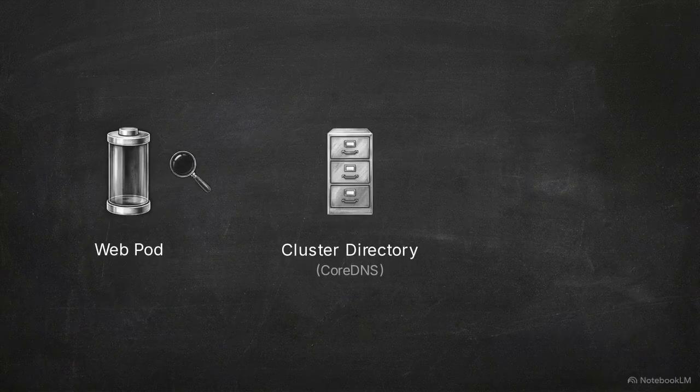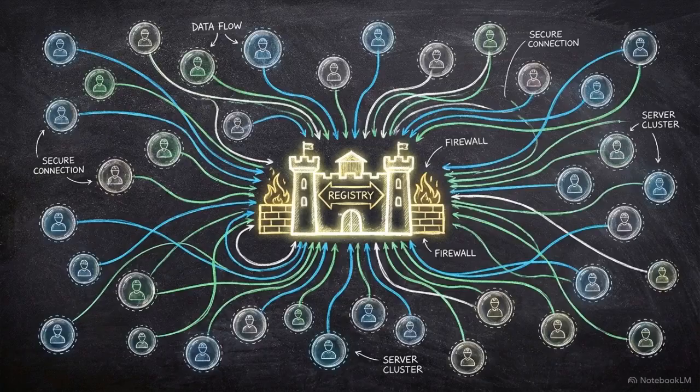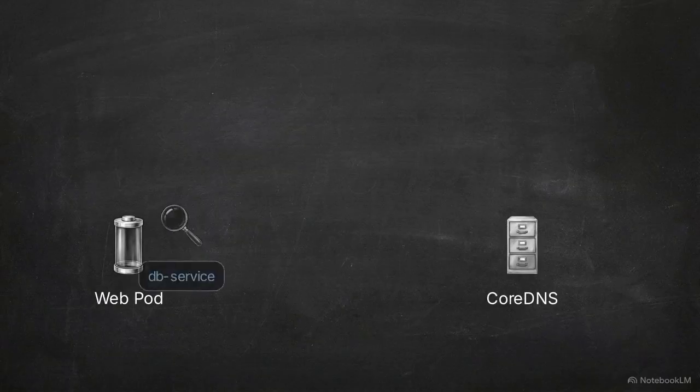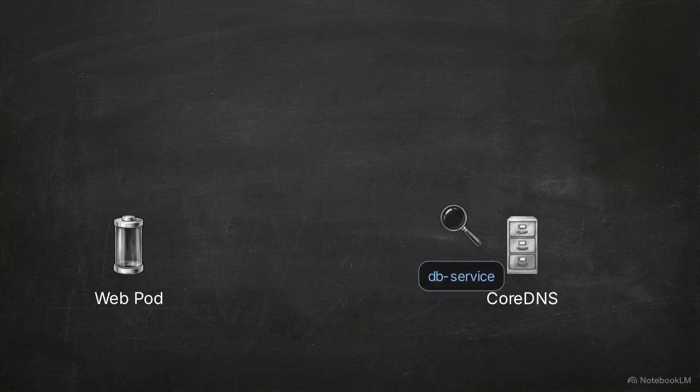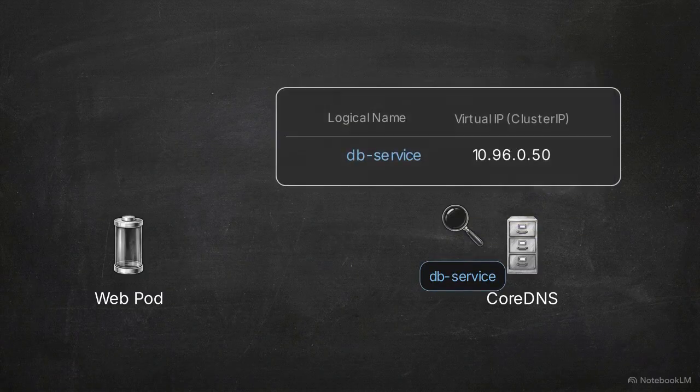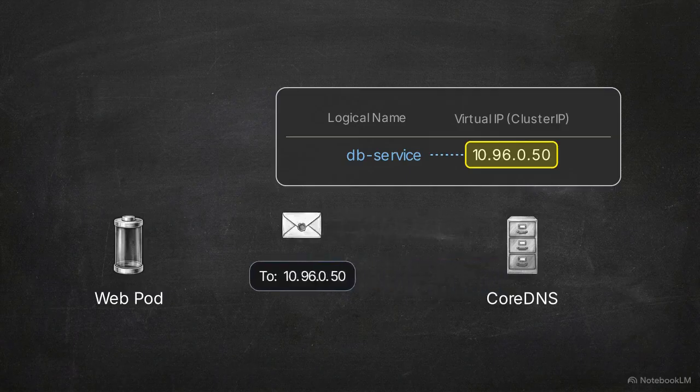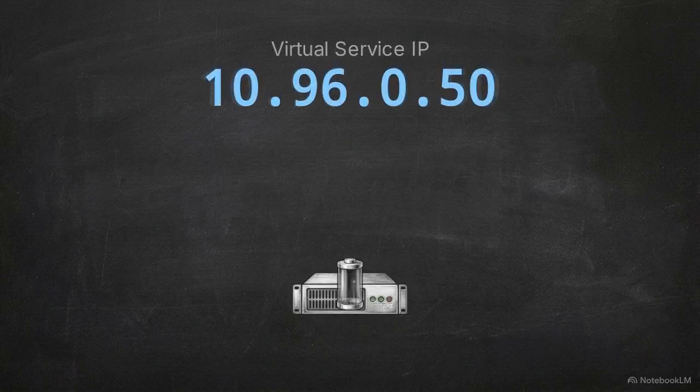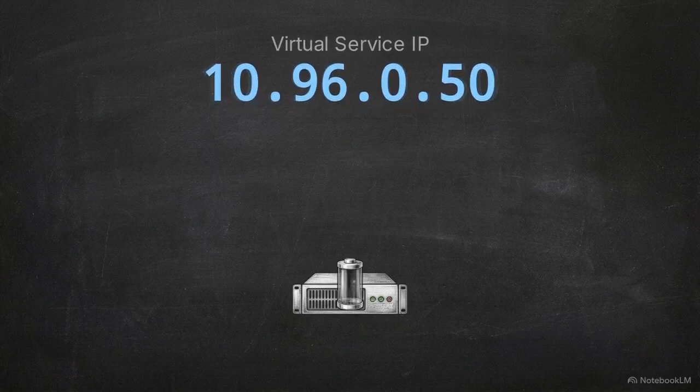The web pod discovers this virtual IP by querying the cluster's central directory. The container's system configuration automatically points any unknown host names to this internal registry. That registry is core DNS. The web pod asks for the logical name DB service, and core DNS searches its records and returns the virtual IP, 10.96.0.50. This IP address is a phantom. It is not attached to any physical network card or virtual bridge anywhere in the cluster.